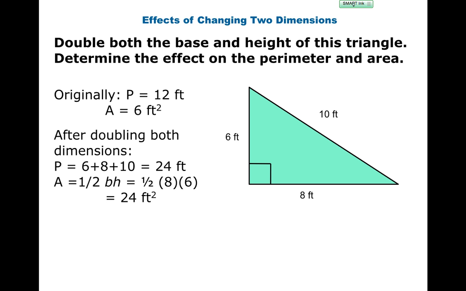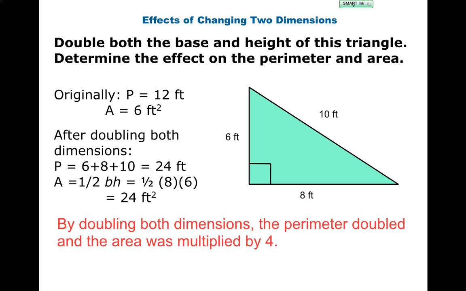How many times bigger? 4 times bigger. So we would say that the perimeter doubled and the area was multiplied by 4. So it's covering 4 times the space, but the edges of it only got twice as big. Why covering 4 times the space? Again, area uses 2 dimensions.